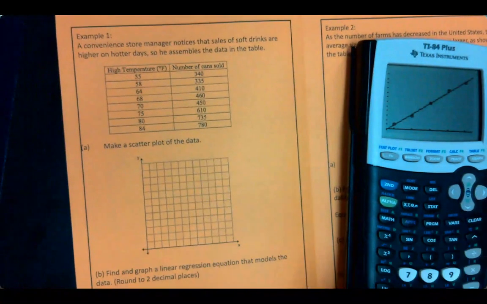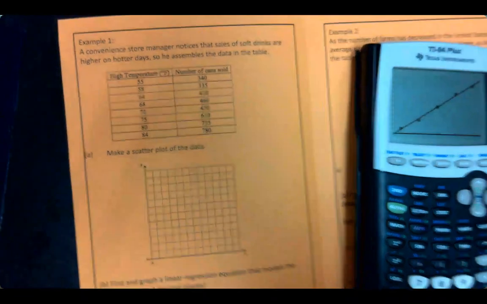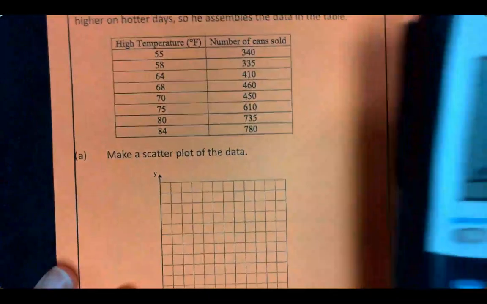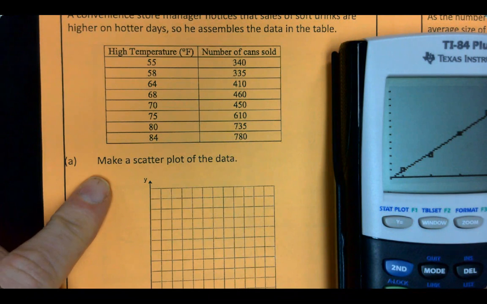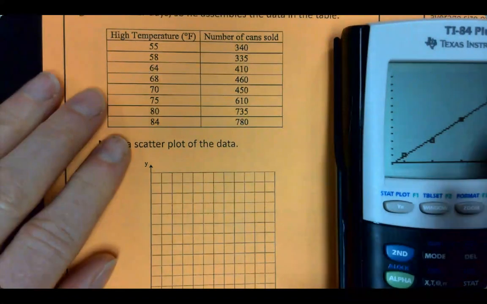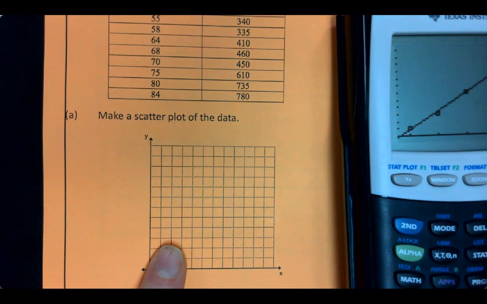All right, let's look at the next one. It says, a convenience store manager notices that sales of soft drinks are higher on hotter days. So he assembles the data in the table. We have some data. Step 1 says make a scatter plot of the data. We're not going to use our calculator first. We're going to plot it on here first.